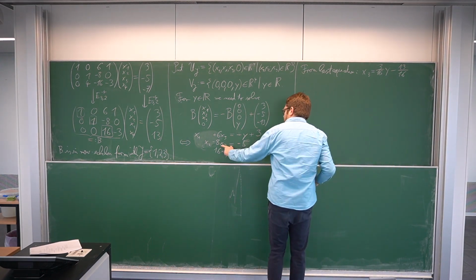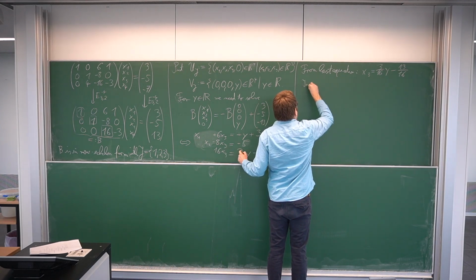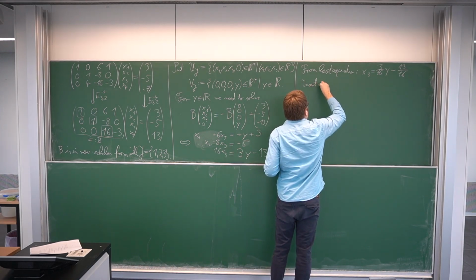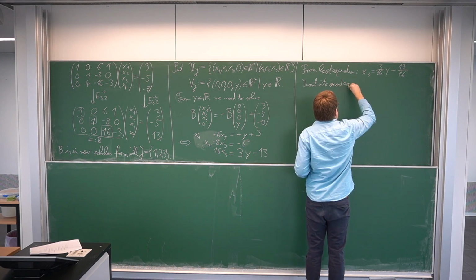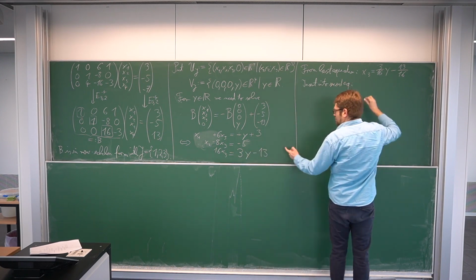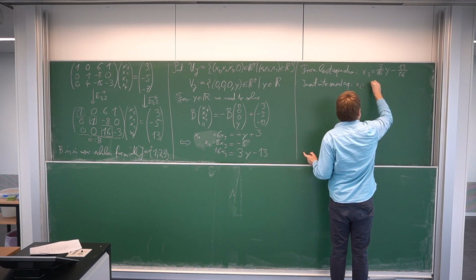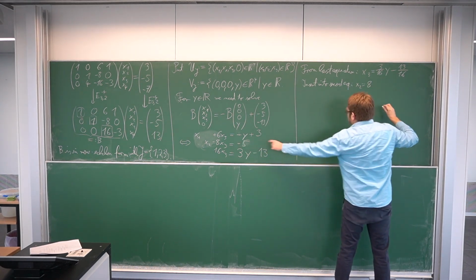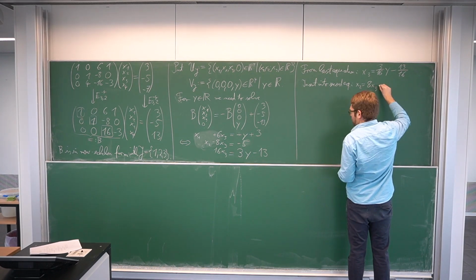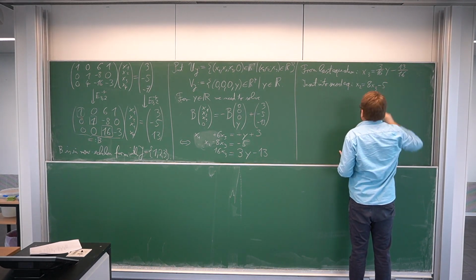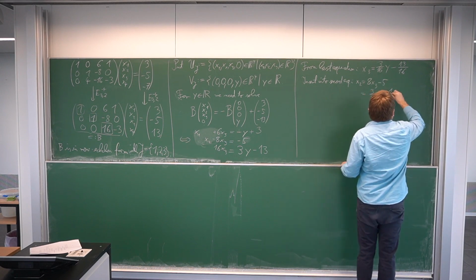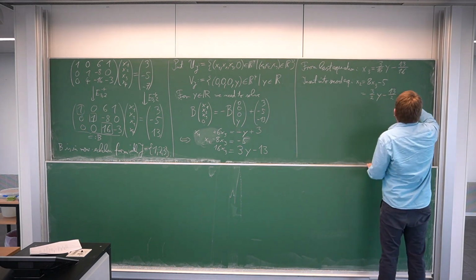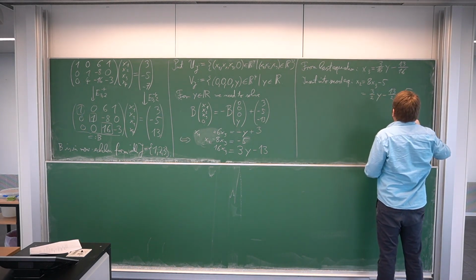Okay, if we now insert this into the second equation, then we get our formula for x2. First of all, x2 is, if we just bring 8x3 to the right-hand side, 8x3 minus 5. So this would be 8 times this. This means 3 over 2y minus 13 over 2 minus 5.